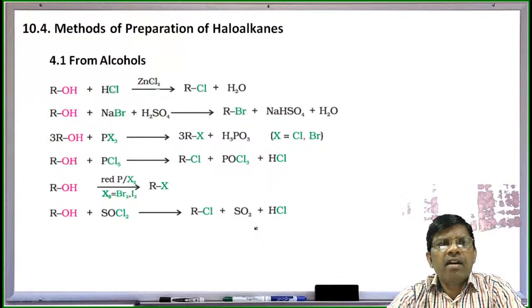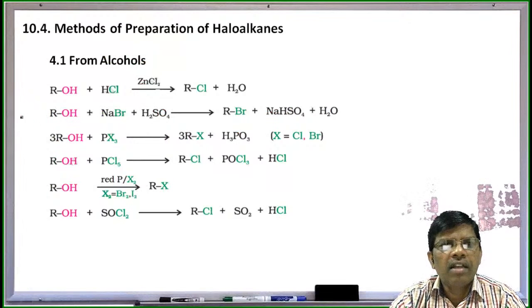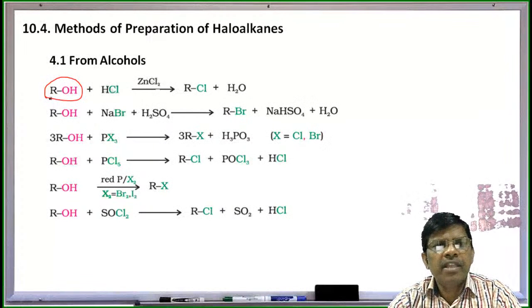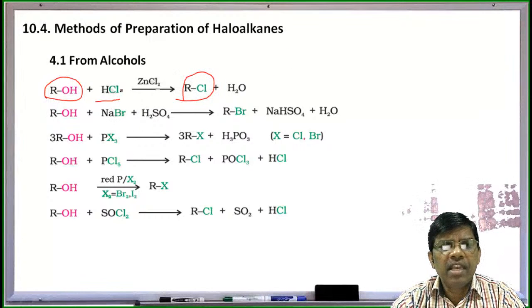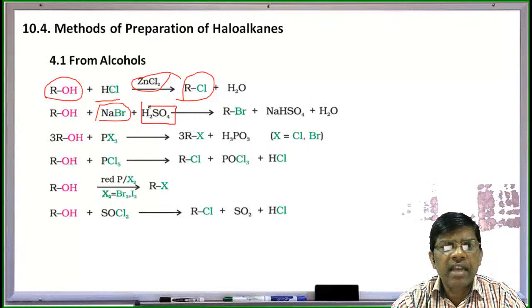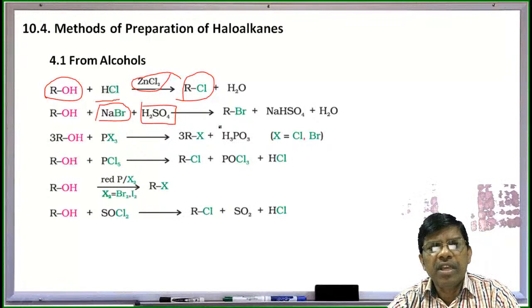The usual manner of preparation of alkyl halides is from alcohols. So we have alcohols, ROH: primary alcohol, secondary alcohol, tertiary alcohol, whatever the alcohol may be. You can directly treat it with HCl and you will get alkyl halide. However, this is not that simple. Treating with HCl requires a catalyst and temperature. Another method is to treat it with sodium bromide in the presence of sulfuric acid, an acid catalyst, to give alkyl halide.